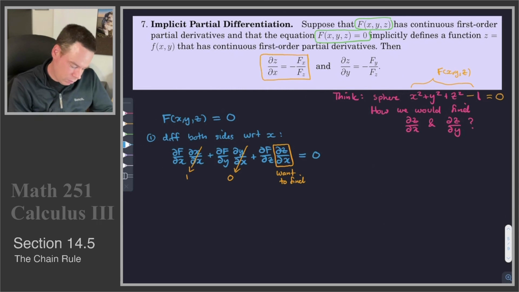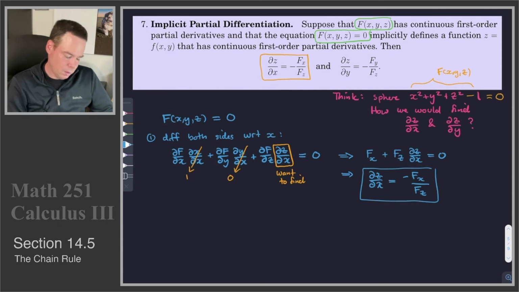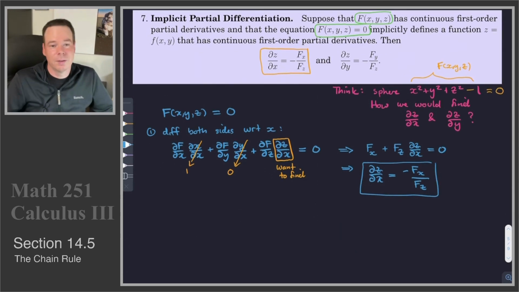So how do we find it? Well, this is now just an equation. So I'll simplify it just a little bit. I'll write dF dx as just F sub x, that's times dx dx, which is 1, plus dF dy times 0, plus dF dz times dz dx, that's equal to 0, or in other words, dz dx is equal to negative the x partial over the z partial. And that's the equation that we were hoping to derive. So that verifies that first equation in the implicit partial differentiation box above.